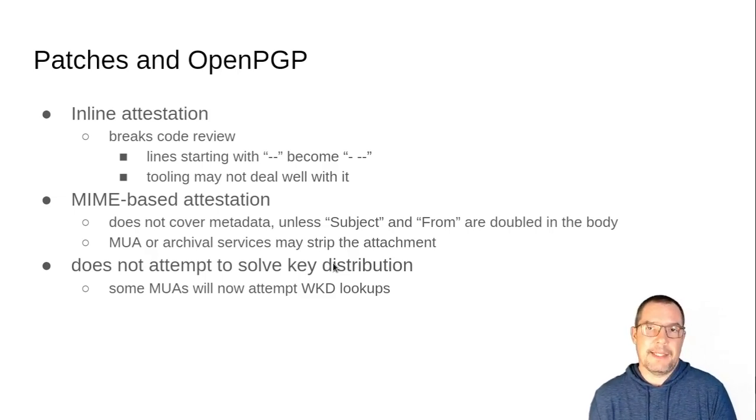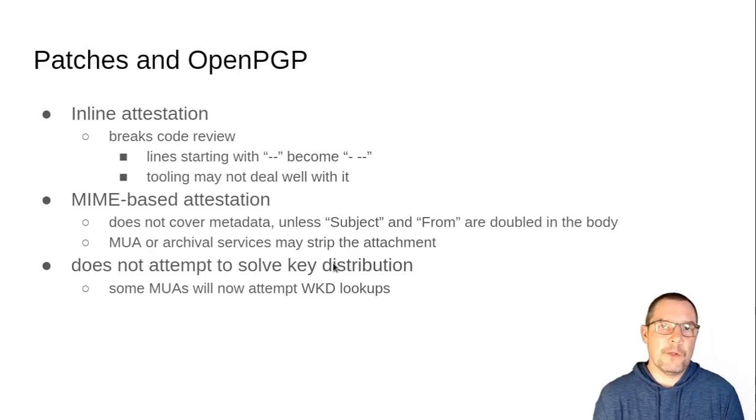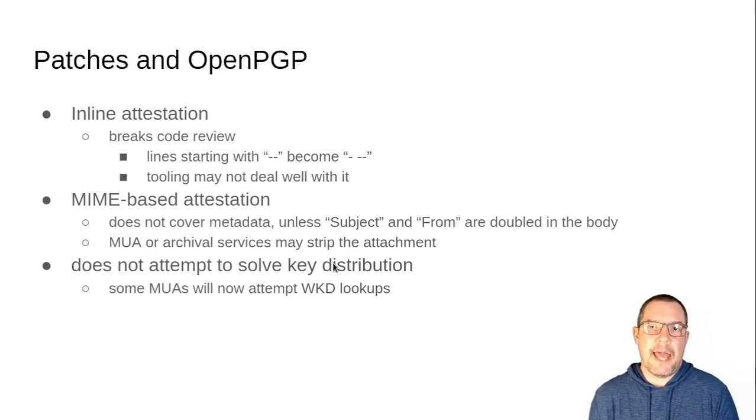For example, it can contain history of the patch. It can contain the short log, or any sort of information that the maintainer may find useful, but not preserve in the actual commit. So that, if it's in the inline signed message, will get turned into dash space dash dash dash, and tooling will probably just choke on that, believe me. So MIME-based attestation is a way to solve this problem-ish.